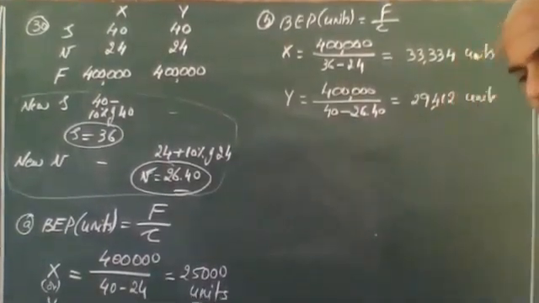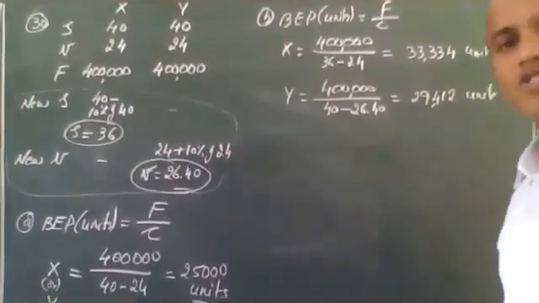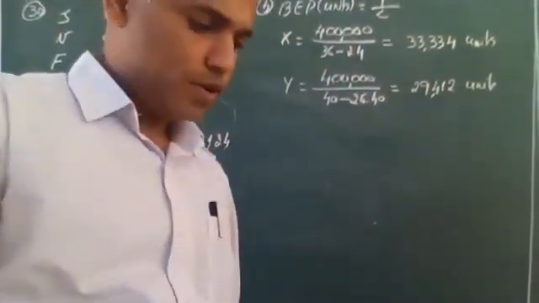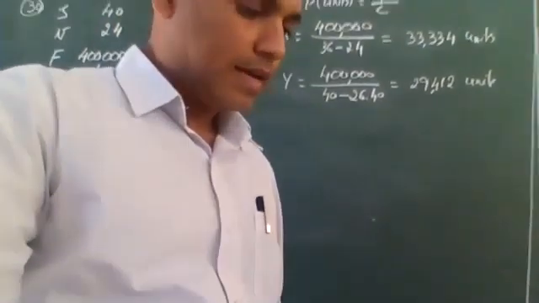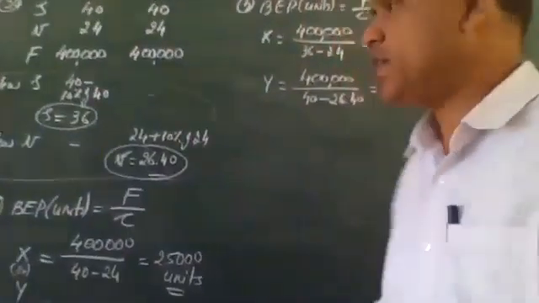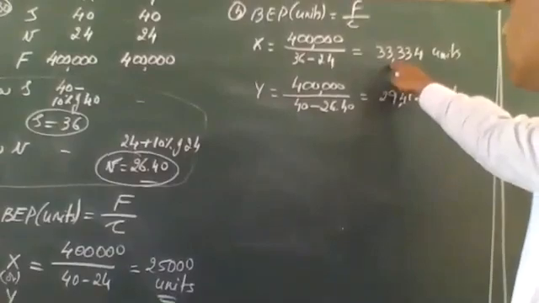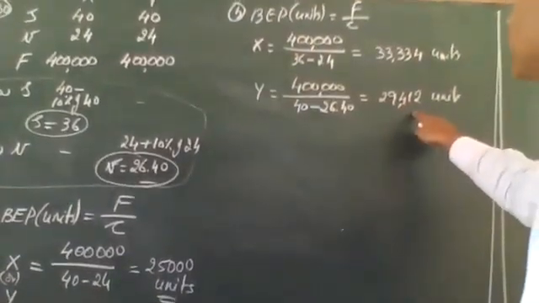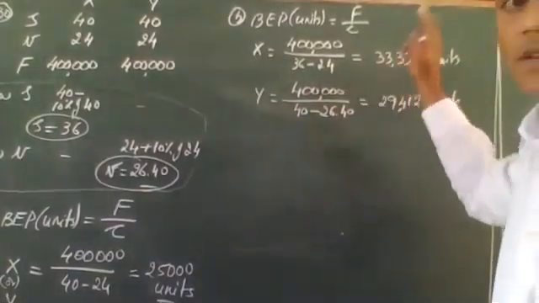Now the third bit, actually, which is not there in front of you, which is not covered for you. The third bit of the question: which company must sell a greater volume to break even? Who should sell more? It is very evident for you. Who should sell more here? X should sell 33,334 units to break even. Y should sell 29,412 to break even. Who should sell more? The answer is X.